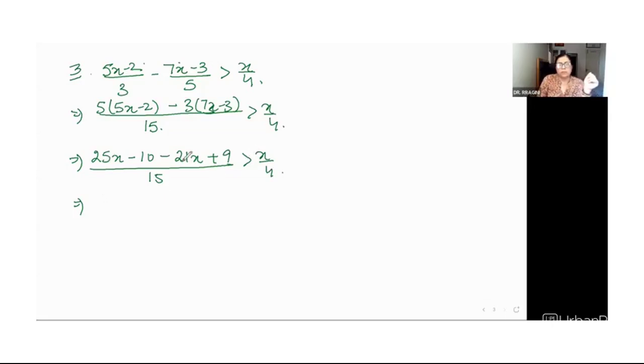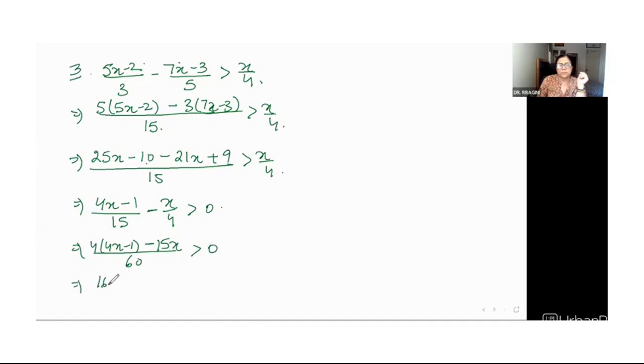I will be doing it. 25 minus 21 is 4x. Negative 10 plus 9 is negative 1. So instead of cross multiplying, you just take out this term to the left hand side. Now solve this. This is 4 times 4x minus 1. 15x. This is 16x minus 4, negative 15x.